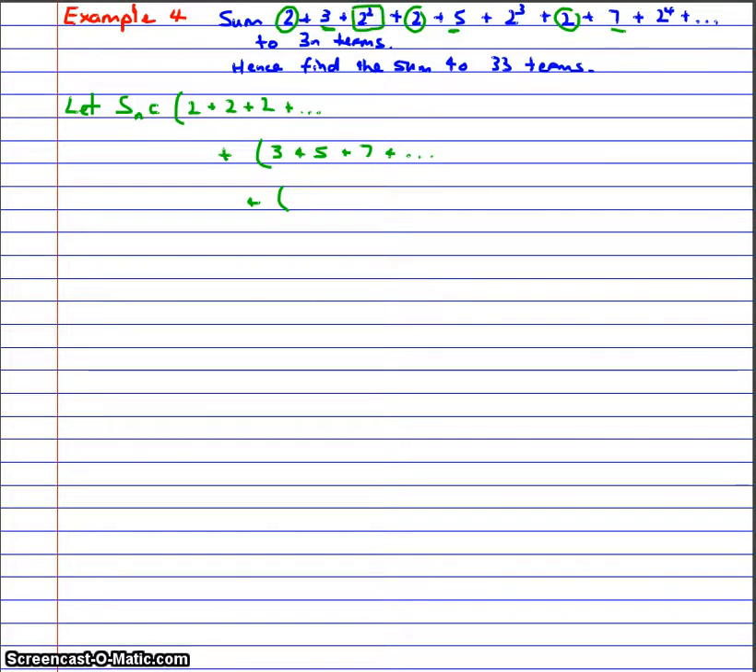Okay, 2 squared, 2 cubed, 2 to the power of 4. So we can write that down there: 2 squared plus 2 to the power of 3 plus 2 to the power of 4.